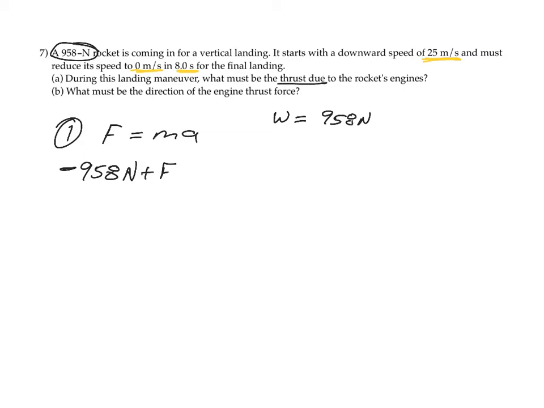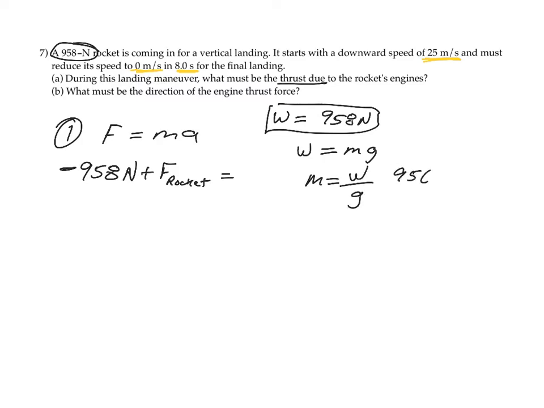So force due to, I don't know, should we call it thrust? Or we could call it force of the rocket. And that equals its mass. I don't know what the mass is. I know what the weight is, but I can solve. If I go W equals mg, m equals weight divided by gravity. My weight is 958 newtons. Gravity is 9.8 meters per second squared.